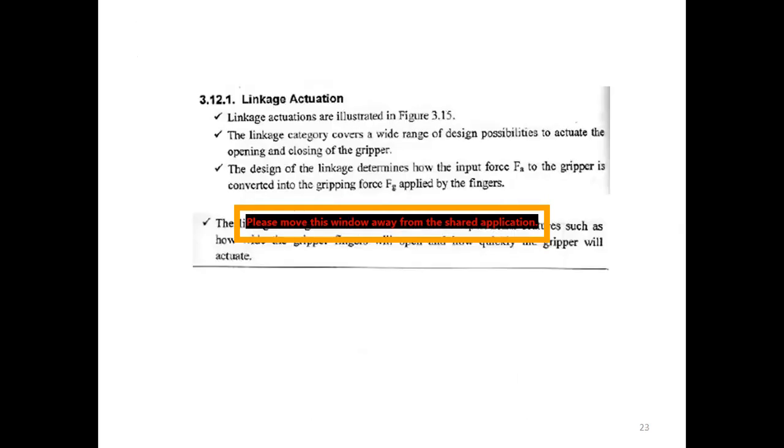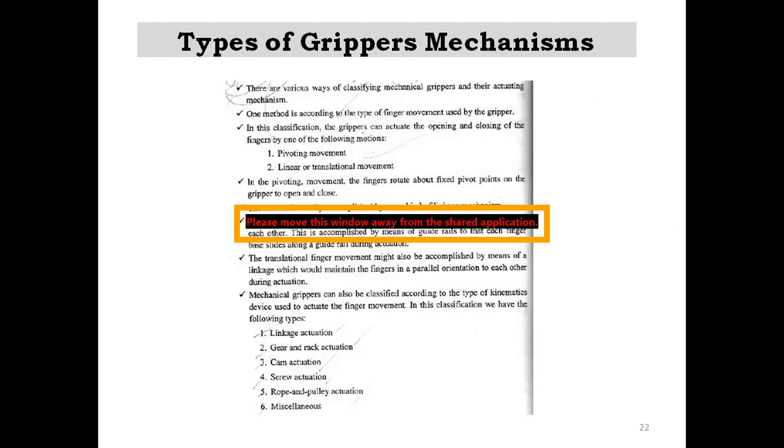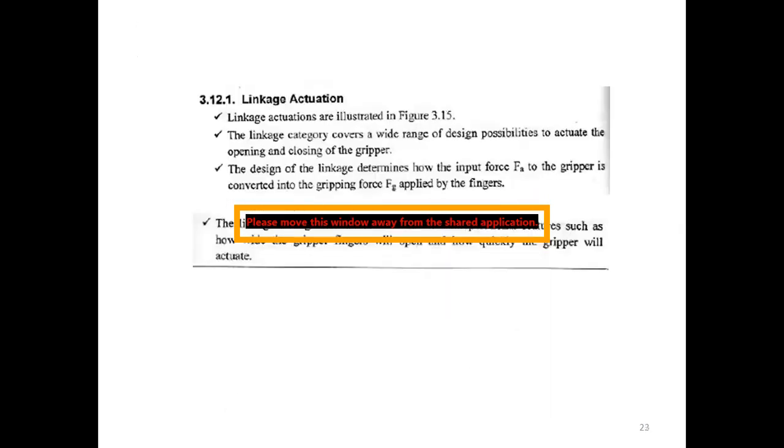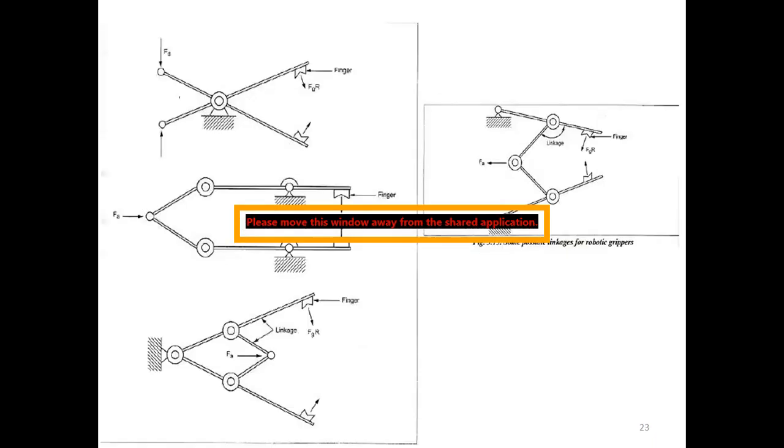The first one is the linkage actuation. Linkage actuation is the category which covers a wide range of design possibilities to actuate the opening and the closing of the gripper. The design of the linkage will determine how the input force to the gripper is connected to the gripping force. This is a diagram which shows the possible linkages for robotic grippers.